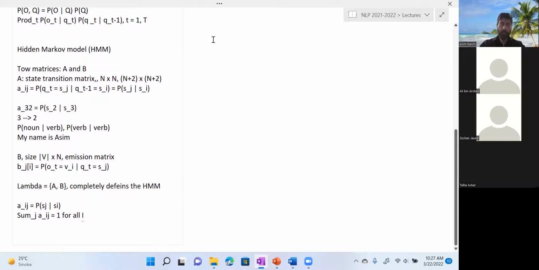Okay? And similarly for the matrix B, Bji, where i is, of course, your rows. So the sum over all j should be equal to 1. So sum over j is equal to 1 for all i.